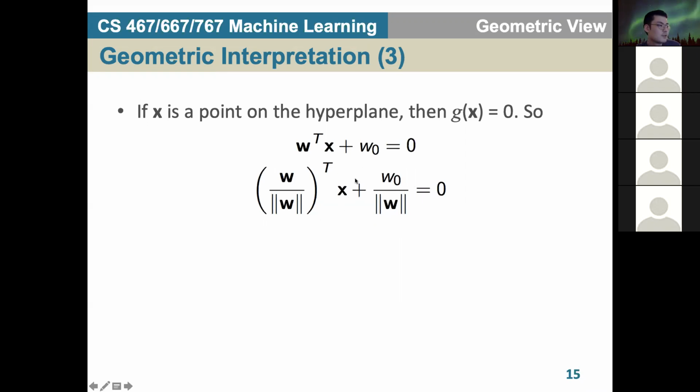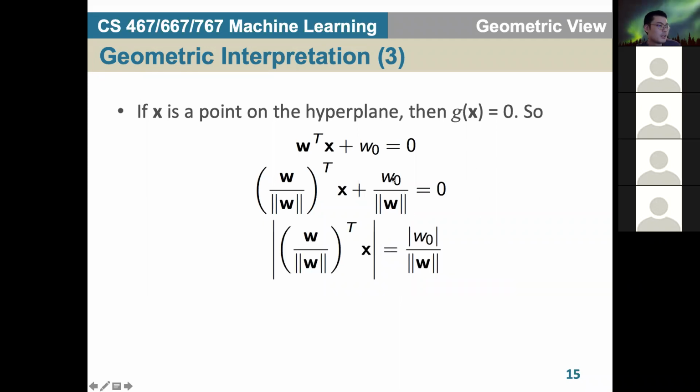Then we can move this term to the right hand side. It will be negative. But we don't care about the sign, so we just take the absolute value on both sides. On this side we take the absolute value because the inner product can be positive or negative. And on this side we just need the absolute value of W0 because the length is always non-negative.